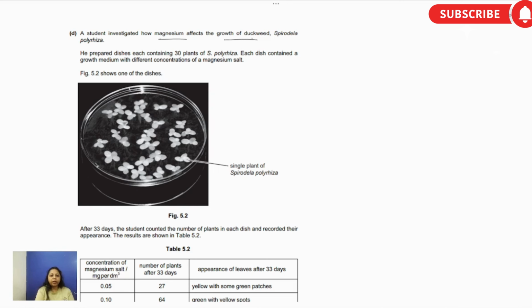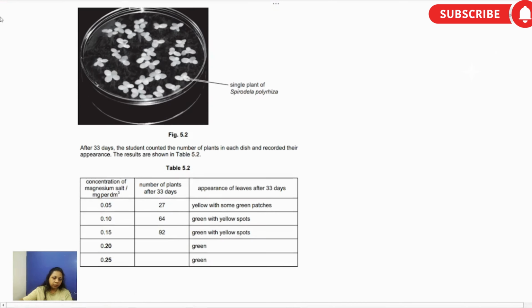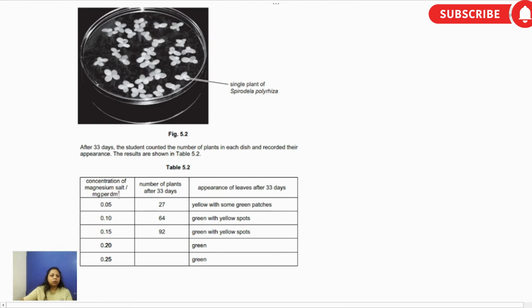After 33 days, the student counted the number of plants in each dish and recorded their appearance. So this is how they look. These values are given. Have you gone through this table? Just go through this table. When the concentration is low, what is the effect? And when the concentration is high, what is the effect?